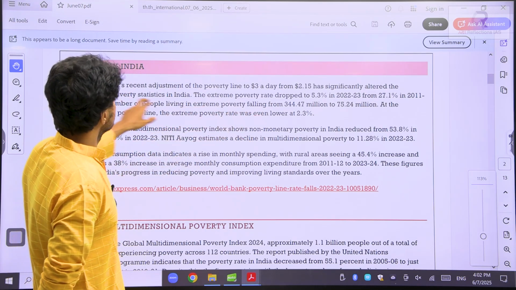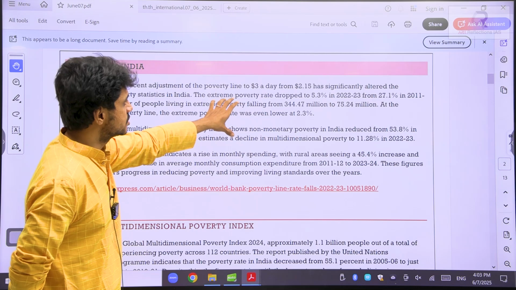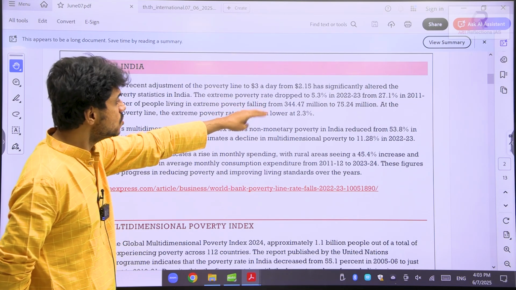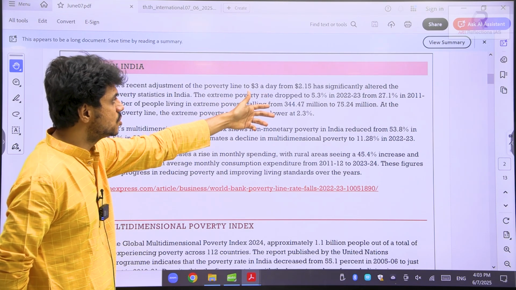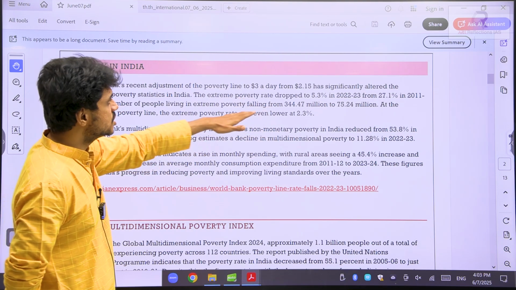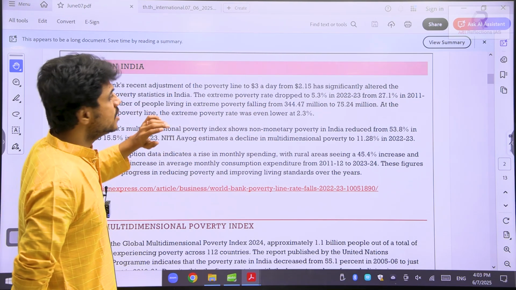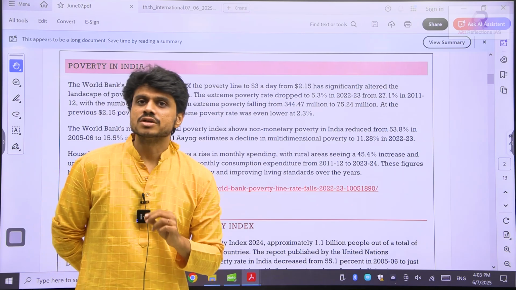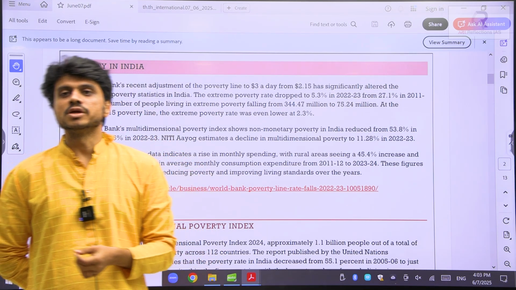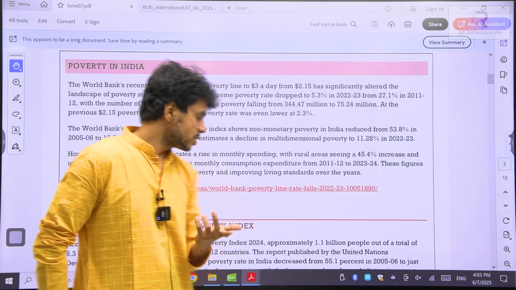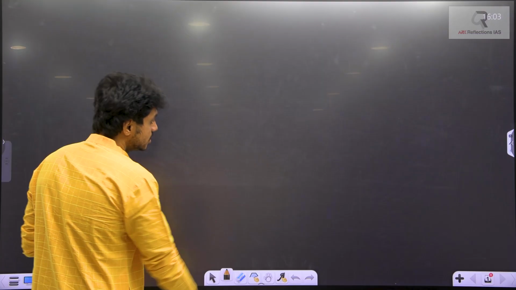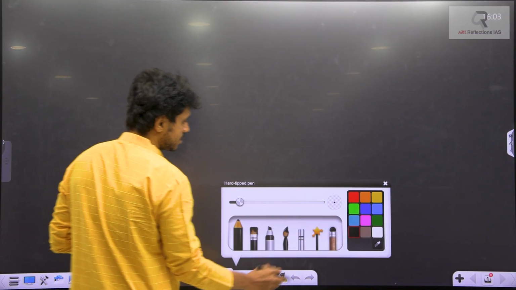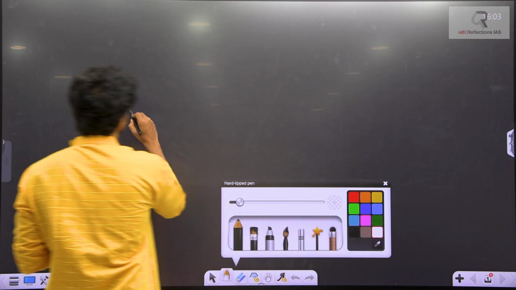Okay, so based on this, the extreme poverty rate has dropped to 5.3% in 2022 from 27% in 2011. So this is the point that we need to understand. The extreme poverty rate has come down here. So when we are talking about the extreme poverty rate, try to understand the concepts in a proper manner. What is this extreme poverty?